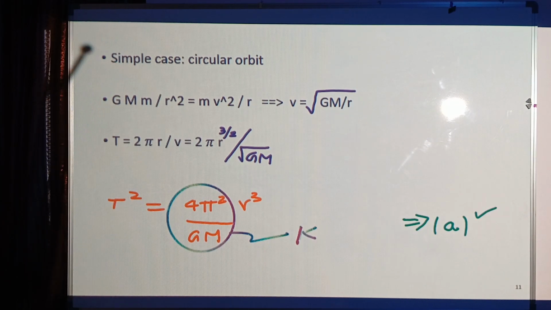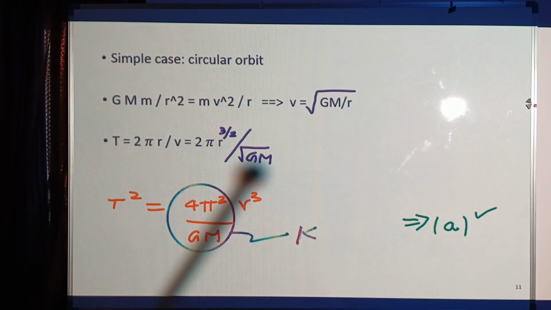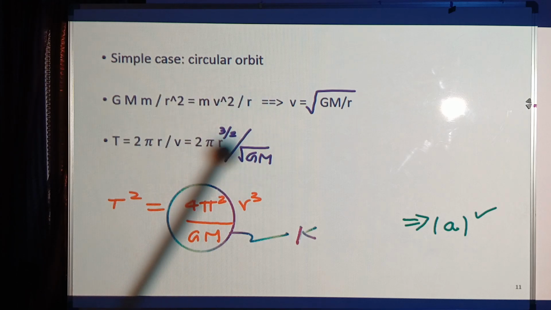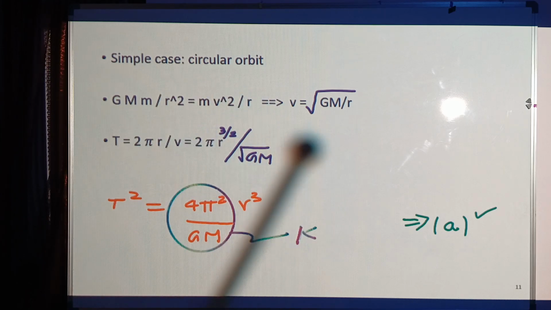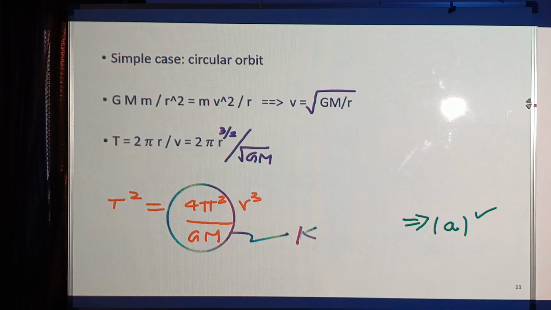I consider the circular case, the simple case of circular orbit. So the gravitational force is balanced with the centrifugal force. So GMm by r square equal to mv square by r. So from there I'll get the velocity as square root of GM by r. And the time period T for a circular path is the circumference by velocity, so 2 pi r by v.